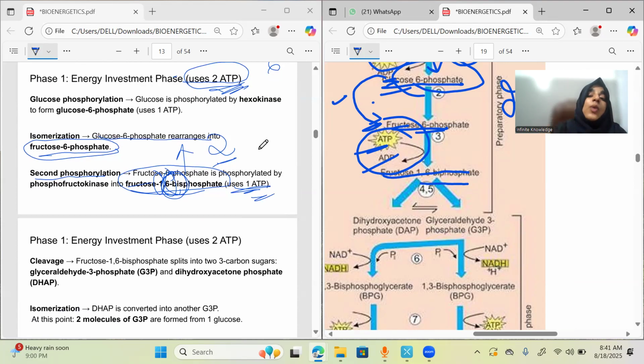Right now, why is this known as the energy investment phase? Because two ATP are used, one over here and one over here. Okay. Now what happens over here? Now there is cleavage.